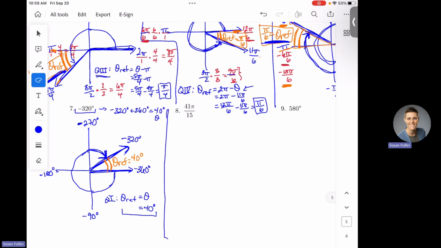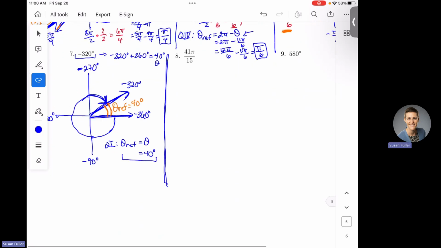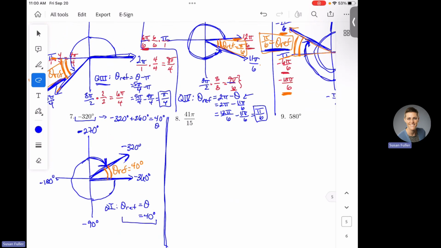So that's how you would do that with both your formulas or thinking it through. All right, I do want to do these last two as well, just in case you need them. All right, 41 pi over 15. Okay, that sounds like a big one. It's okay. We are just going to follow our process.